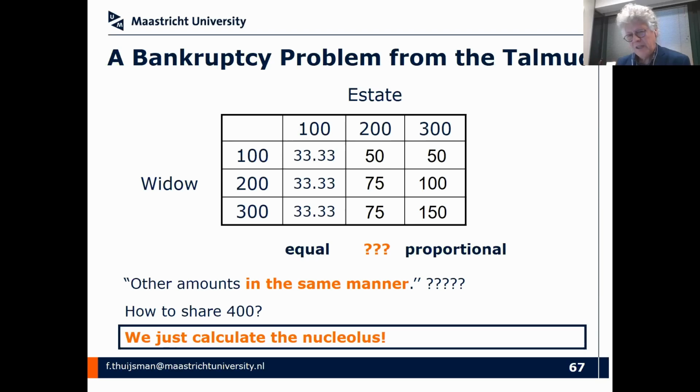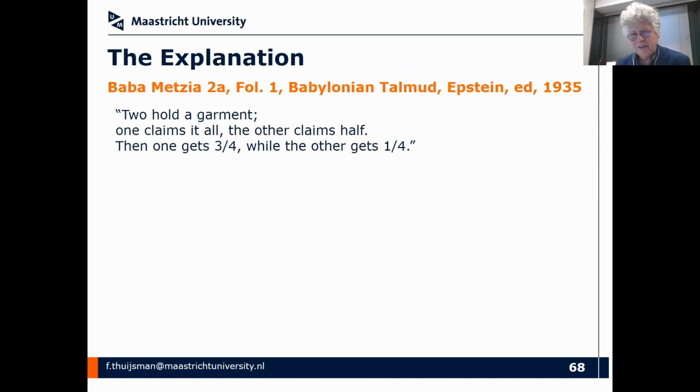So Aumann and Maschler started exploring. Well, that's kind of fascinating. How did they do these things 2000 years ago? They started looking at the Talmud in more detail, and they came across a different story. This story turns out to be the explanation of the numbers in the other story, because it touches on a very fundamental principle in games. And this principle is what we now call consistency.